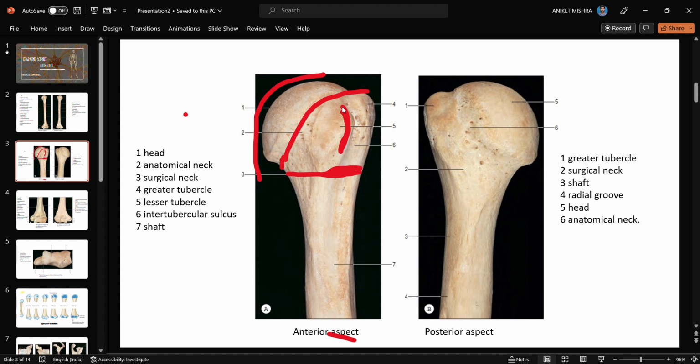and the greater tubercle is an elevation that forms the lateral part of the upper end. So as we talked before, this one is the medial part, this one is the lateral part. So when we see laterally, there is an elevation that forms the greater tubercle. Greater tubercle is an elevation that forms the lateral part of the upper end.